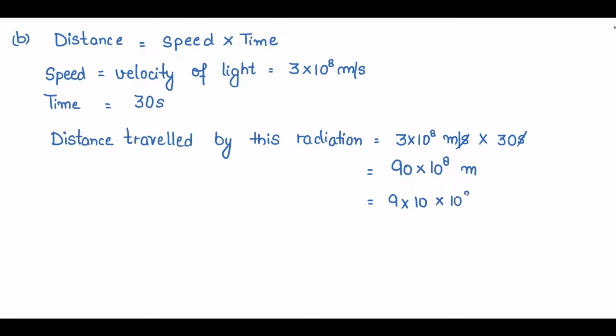Now this 10 raised to power 8 will be mentioned with 8. Now this 10 means it is 10 raised to power 1, right? These two powers are in multiplication, so you can simply add them. So 9 into 10 raised to power 1 plus 8, unit meter only. So 9 into 10 raised to power 9 meter is the distance of this radiation that is covered in 30 seconds, right? Now let's see the third problem.